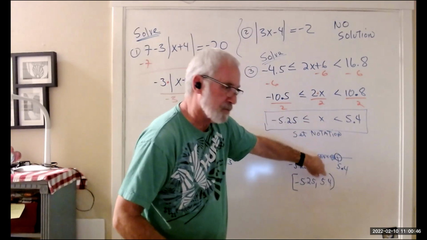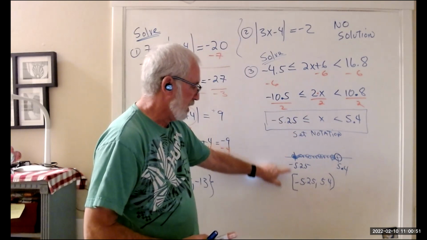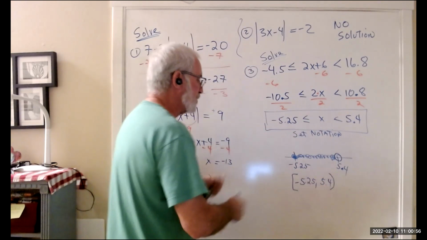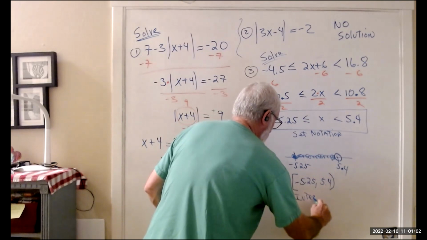If you have a solid dot, it'll be a bracket. If you have an open dot, it'll be a parenthesis. And this is called interval notation.